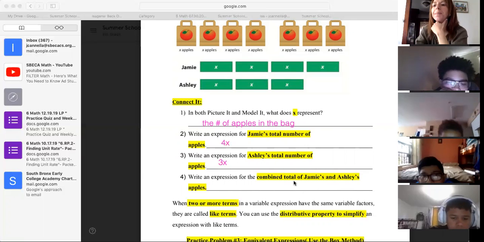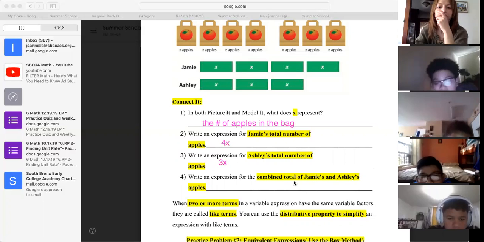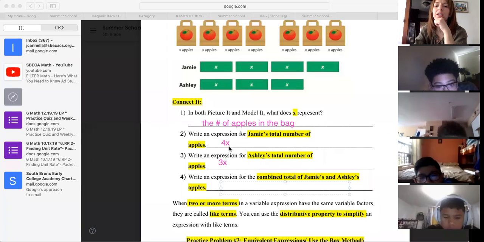When you combine something, Jaden, are we putting it together or are we taking it apart? Putting it together. Right, so what operation will we do? Addition or subtraction? Addition. Good. So how are we going to combine 4X and 3X? What sign goes in the middle? 4X.